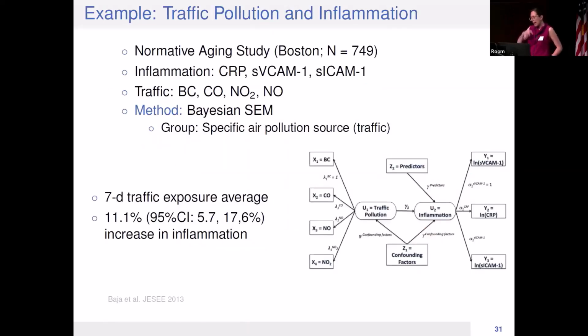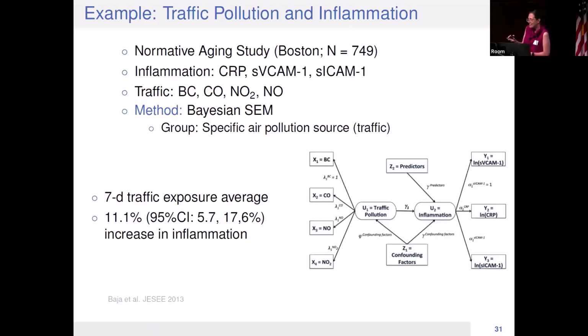So this example is on traffic pollution and inflammation. You may notice that there are many air pollution examples here. That's my area, as Dr. Flanders said, of expertise. So if you have any questions about this analysis, let me know, and those I can answer.